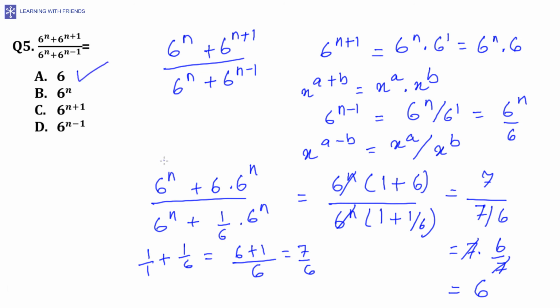In fact, you could have any value here. Instead of 6, you could have 2 to the power n plus 2 to the power n plus 1 divided by 2 to the power n plus 2 to the power n minus 1. It will always solve to the base 2, right? N will always vanish because when you solve it, you'll come across something like this and there will be no n. So the right answer is 6.